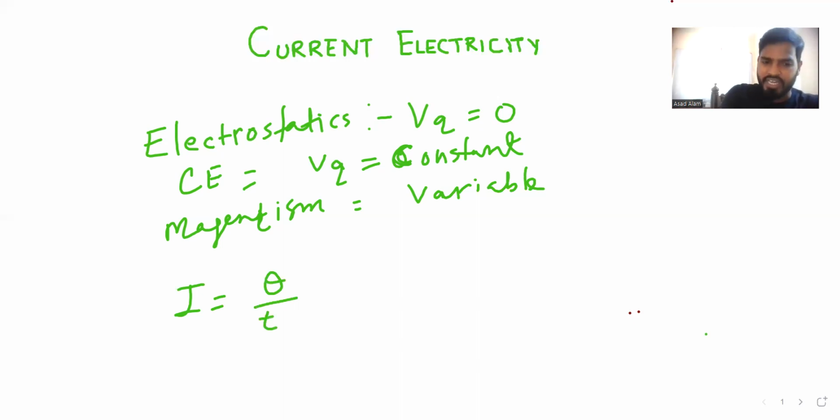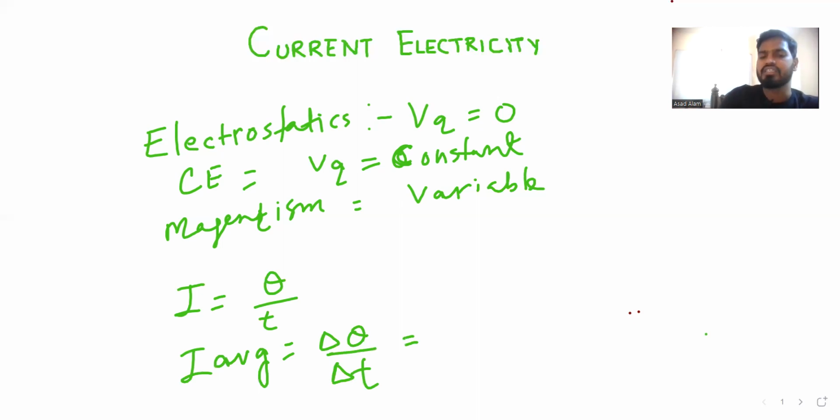Generally, we say average current or instantaneous current. So let's write average current. That is delta Q by delta T. Delta Q by delta T means Q final minus Q initial divided by T final minus T initial.